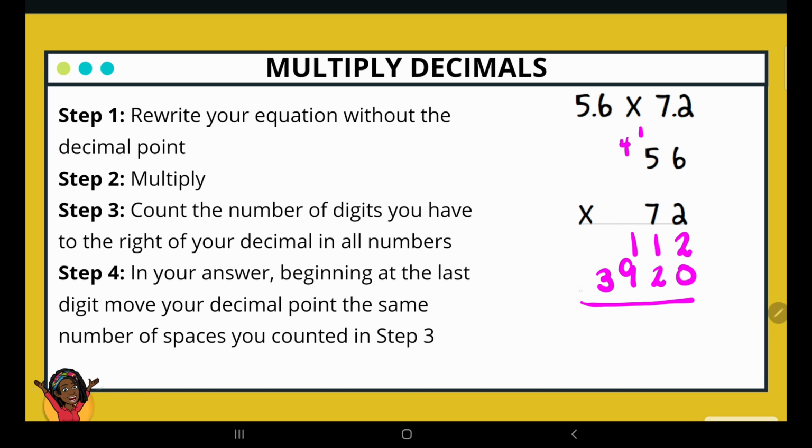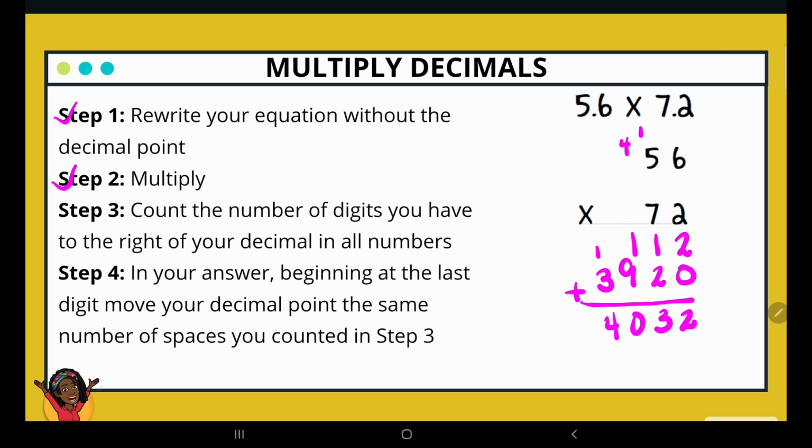Now we go ahead and add those numbers. 2 plus 0 is 2. 1 plus 2 is 3. 1 plus 9 is 10. Carry that 1. 1 plus 3 is 4. So here I've completed the first step. I've completed the second step. Now let's take a look at the third step.